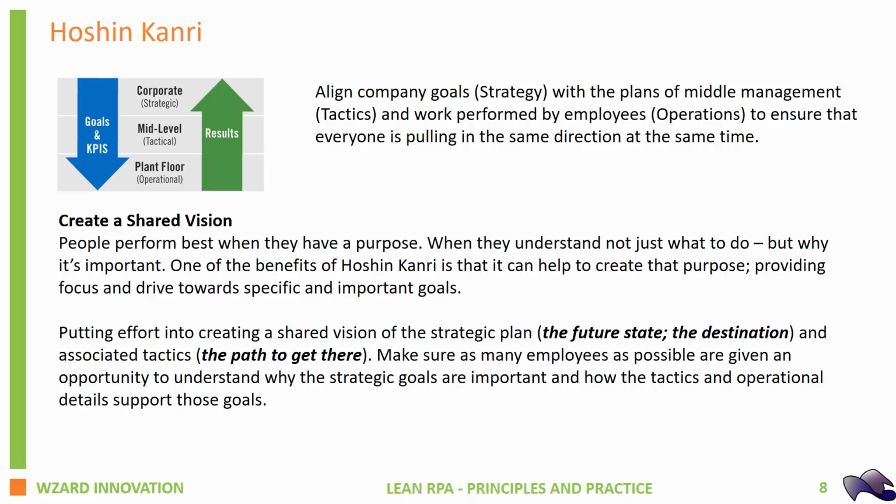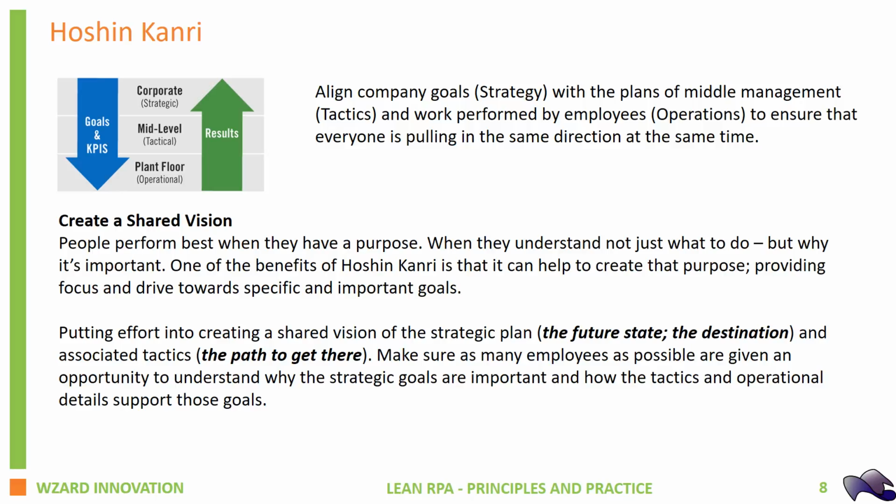People always perform best when they have a purpose, when they understand not just what to do, but why it's important. One of the benefits of Hoshin Kanri is that it can help create a purpose, providing focus and drive towards specific and important goals. Putting effort into creating a shared vision of the strategic plan and associated tactics, the plans and the techniques that you need to get there, is essential. Make sure as many employees as possible are given an opportunity to understand why the strategic goals are important and how the tactics and operational details support those goals.